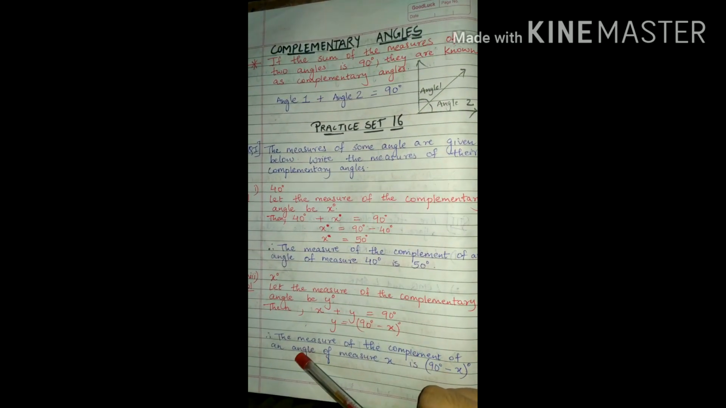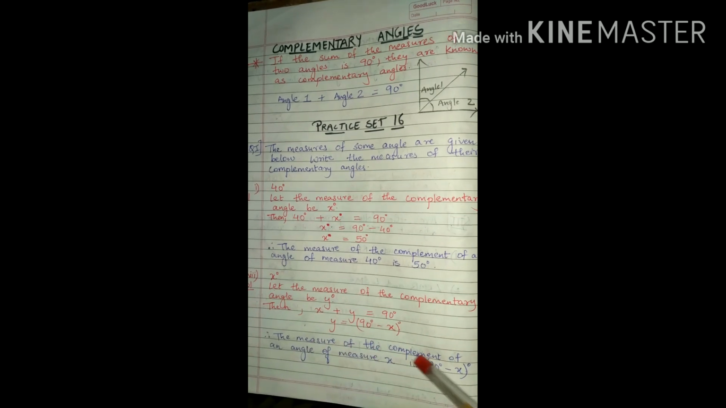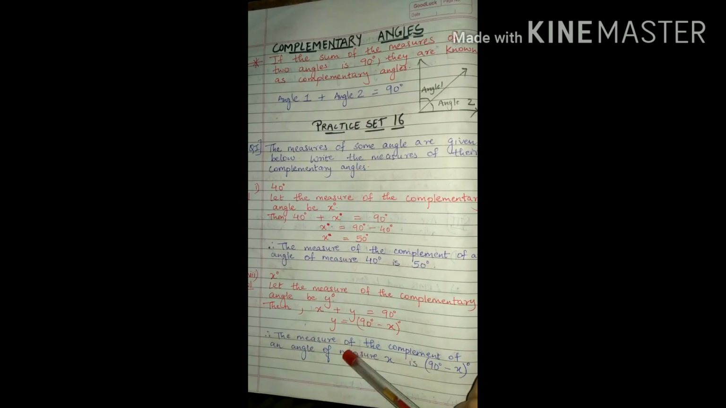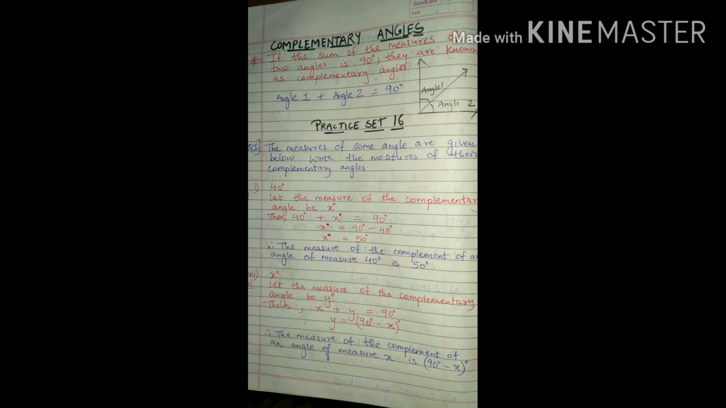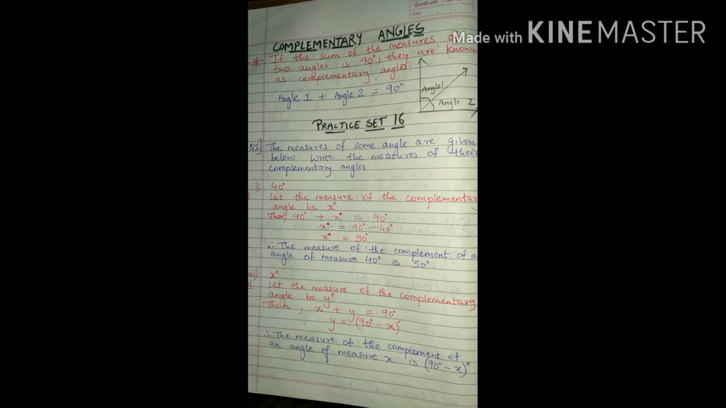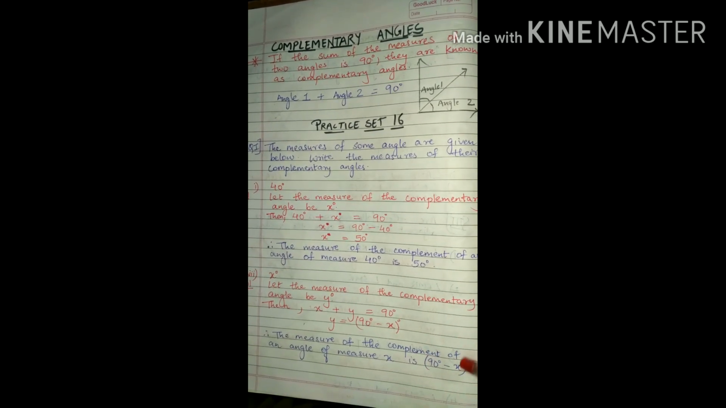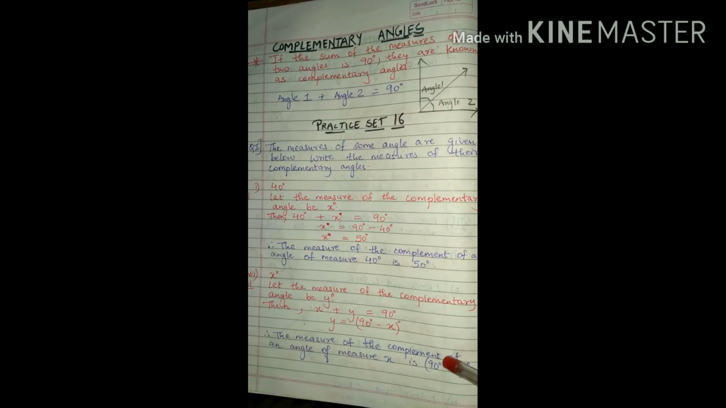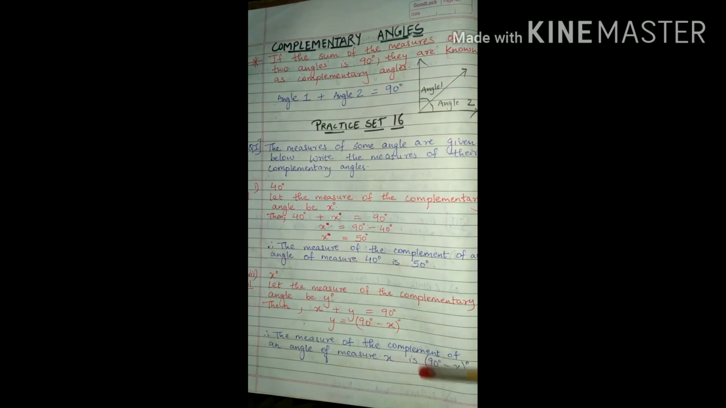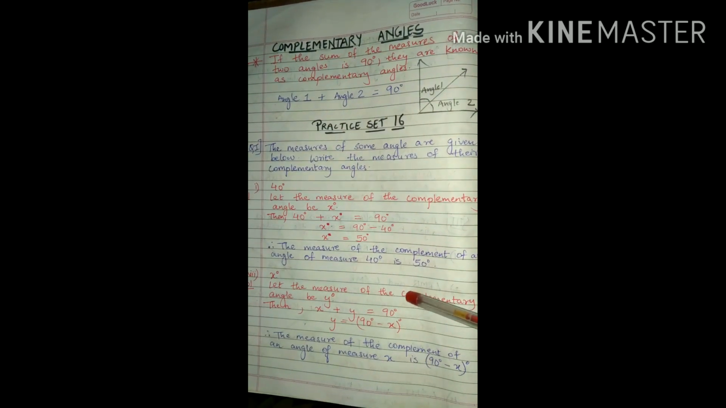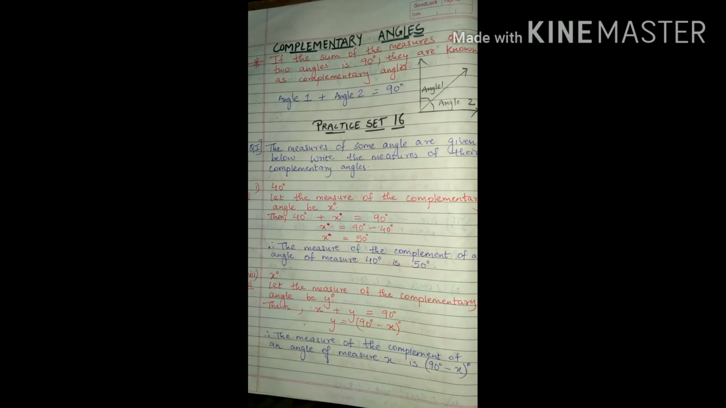So in the final answer we are writing the statement: the measure of the complement of an angle of measure X is 90 degree minus X degree. So this measure which we get is the complement angle to X degree. X degree plus this angle will sum up to 90 degree.